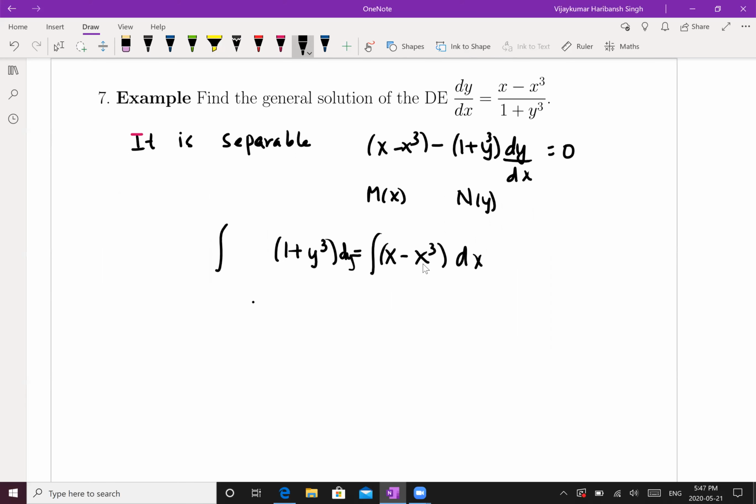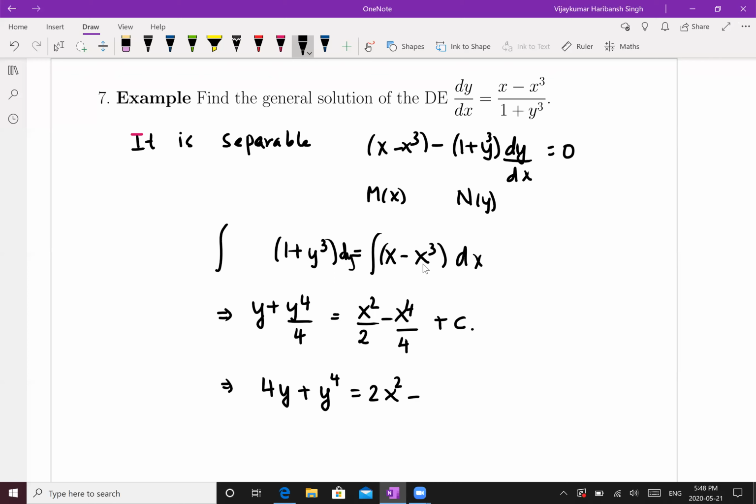Now when you integrate on this side, you get y + y^4/4 equals x^2/2 - x^4/4 + a constant c. Or you can basically multiply throughout by 4 to make it look slightly simpler. So this implies 4y + y^4 equals 2x^2 - x^4 + 4c.